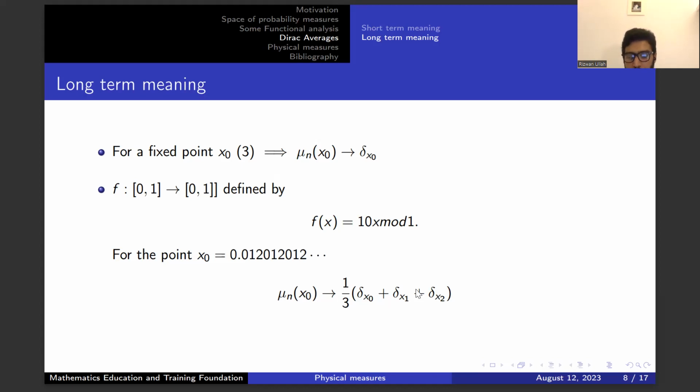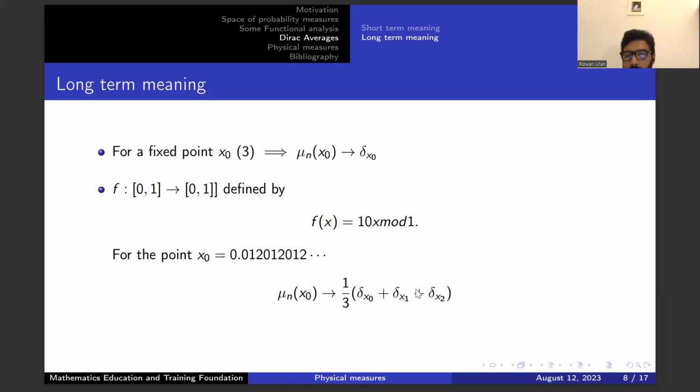But to make it a bit clearer, let's see another example. I have the map f, a dynamical system from the interval [0,1] to [0,1], and the map is defined as 10x mod 1. You can think of the map 10x mod 1 as shifting the decimal point toward the right by one digit. When you apply the map f on a point, such as x naught in the slide, it will shift the decimal point toward the right and ignore the integer part.